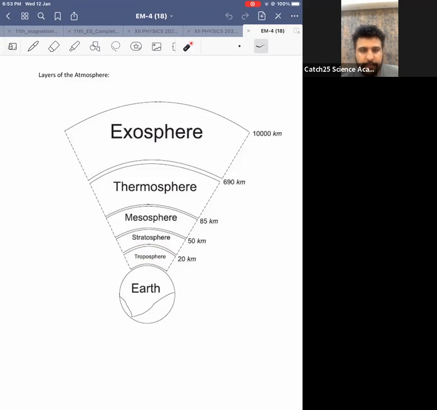Is it clear? Now, write the side heading stratosphere. Now, what will be the first point under stratosphere? The first point under stratosphere will be, it is at a distance of 50 kilometers from the surface of the Earth. Write down the first point under stratosphere: it is at a distance of 50 kilometers from the surface of the Earth.